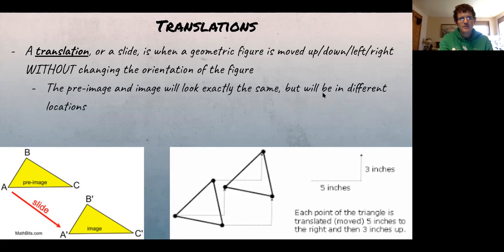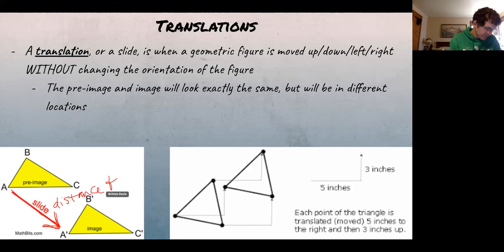The pre-image and image will look exactly the same, but will be in different locations. Okay, now notice here they give us this. So that line right there is called a vector. And it's important to just know that term. A vector is something that tells us both the distance and direction. So I'll just write that down, distance and direction. And of course, we're going to look at it on the graph in a second, but this is kind of telling us to go down and to the right.